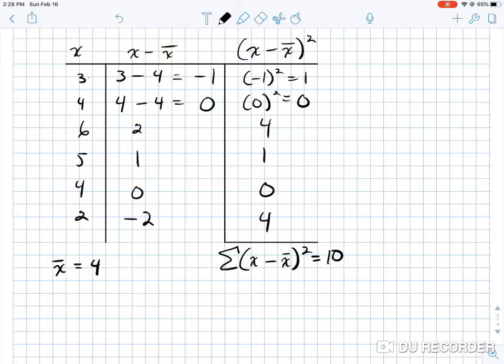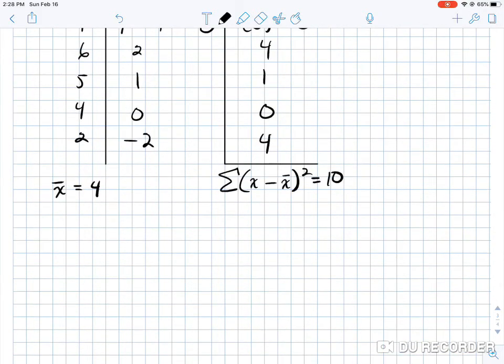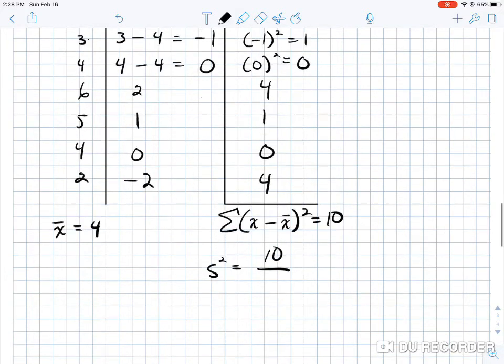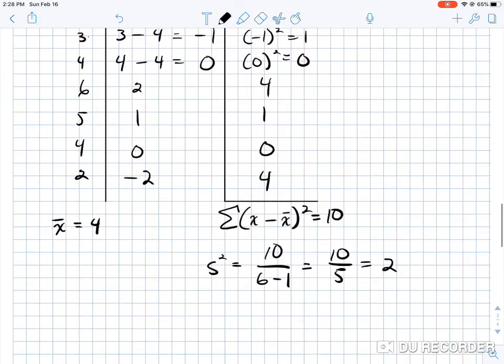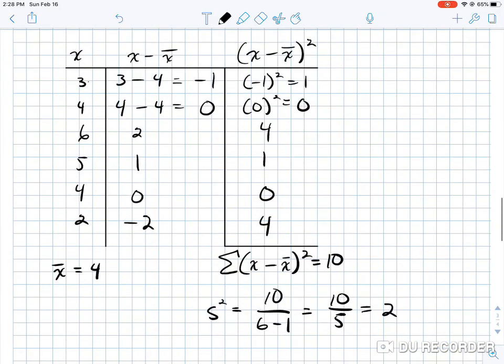Then the last step, divide that number by n minus 1, and I have my sample variance. Of course, the top part is 10. N minus 1, so I have 6 data points minus 1, which is 5. And 10 divided by 5 should be 2. So when it's all said and done, with this particular sample data set, I should have a sample variance of 2.